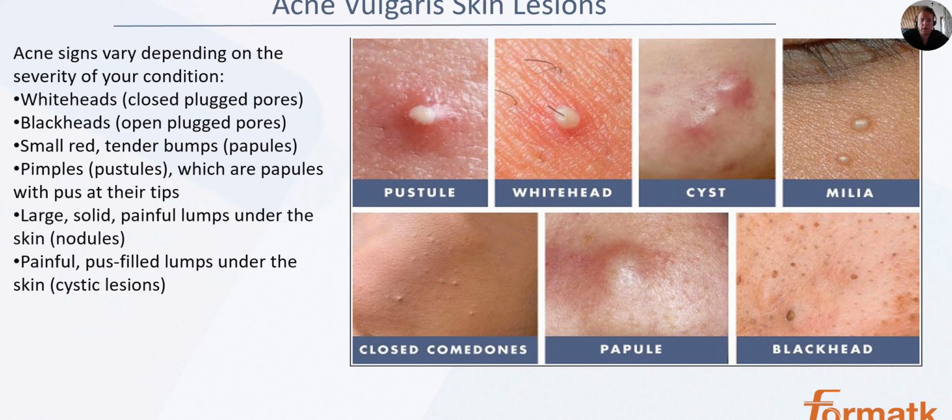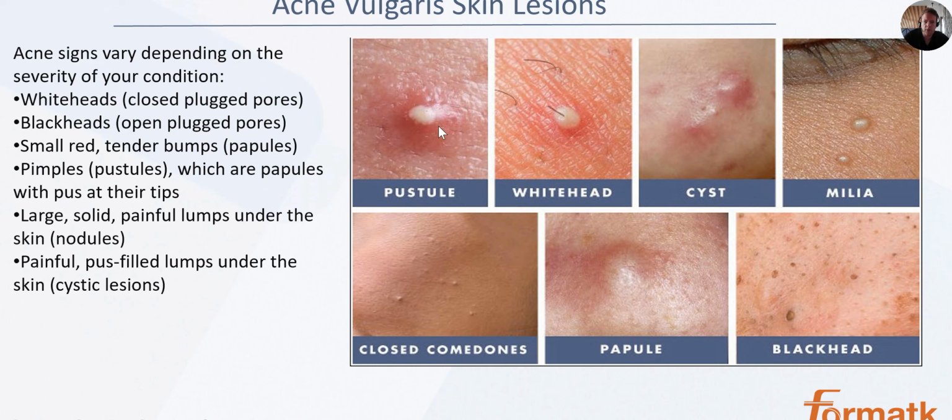So I'm going to go through with you the different types of skin lesions. So we have whiteheads, which are basically closed plugged pores. So this is a whitehead. We have blackheads over here, basically oxidized, and the papule looks like that.